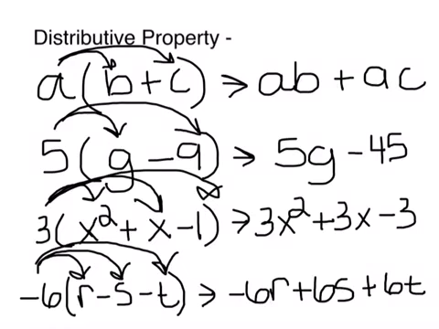Be careful on the signs here. Every single time we multiply, we're writing the answer with the new sign. So a negative times a negative here will give us a positive 6s.